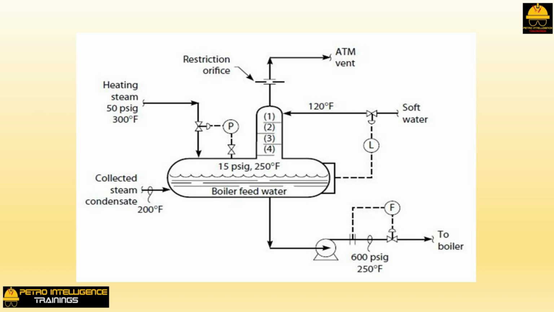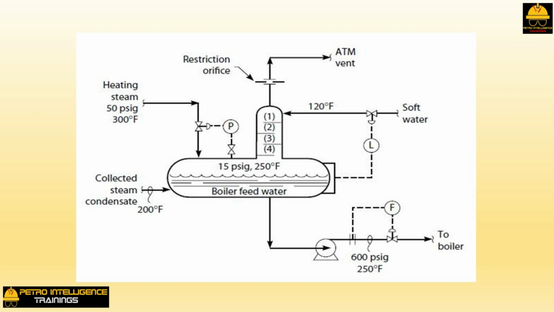The objective of the little tower is to drive off the light component, air, dissolved in the soft water, with the heavier component, steam. The deaerator shown in the picture is operating at 250 degrees Fahrenheit. This particular temperature corresponds to the boiling point of water at 15 psig. We can say, then, that the temperature of the deaerator controls its pressure. However, it is equally correct to say that the pressure of the deaerator sets its temperature. The 120 degrees Fahrenheit soft water is heated to 250 degrees Fahrenheit by the 50 psig heating steam.